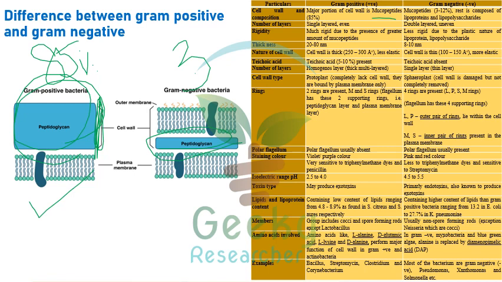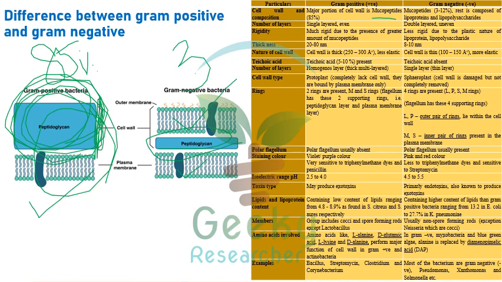The next one is the number of layers. Gram-positive has a single, even layer, as I told you, because it is very thick. In gram-negative, there are different kinds of layers, like the peptidoglycan layer and other layers. It is double layered or an uneven layer. So gram-positive is a single and even layer, and gram-negative is double layered, uneven.